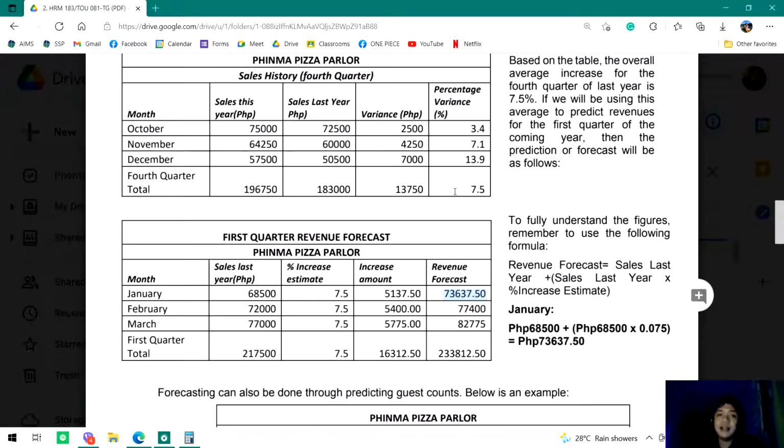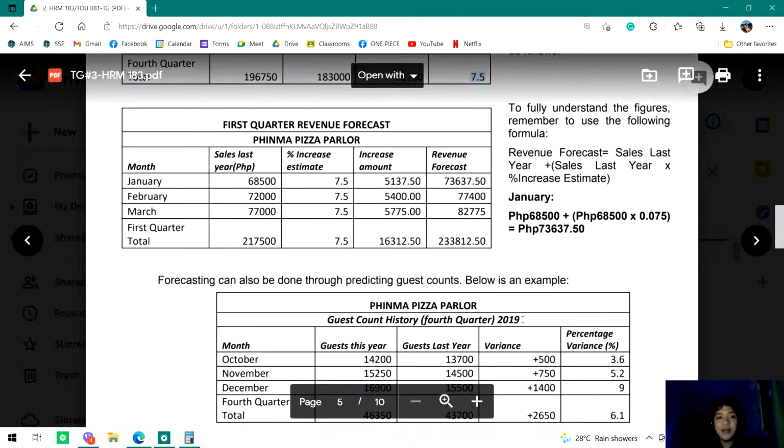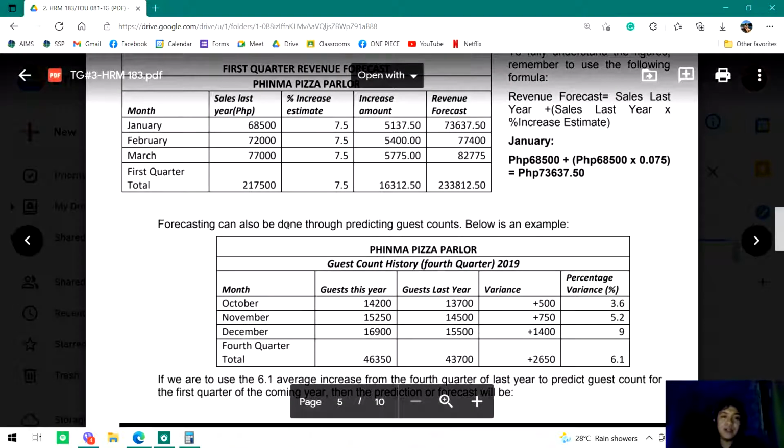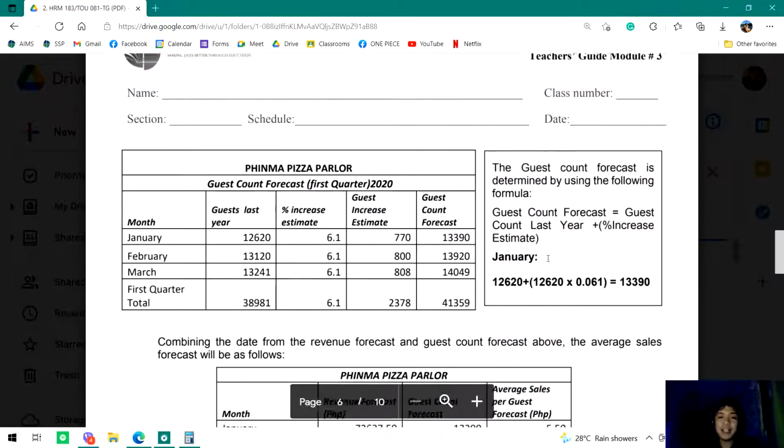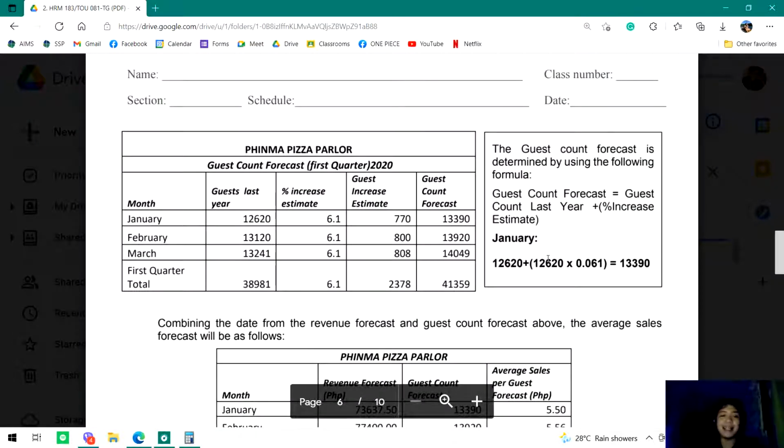So again, 7.5% po yung percentage variance natin. Ito yung gagamitin mong figure to do your revenue forecasting, which is this one. However, forecasting can also be done through predicting guest counts. So, hindi lang pala sales ang iyong ginagamitan ng forecasting. You are also forecasting guests. And when you forecast guests, same thing lang din po with sales. Same lang lahat ng formula. Same lang din lahat ng kailangan mong gawin.